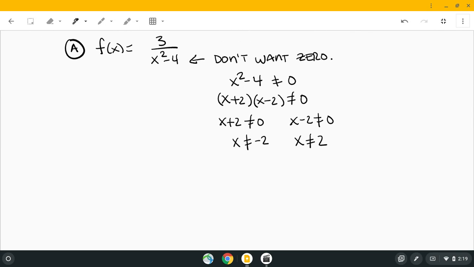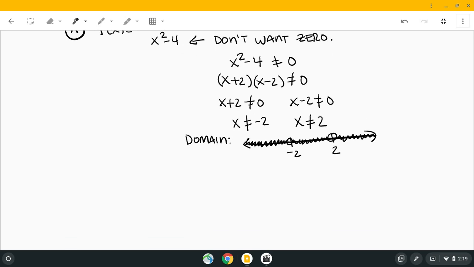Okay, so our domain is going to be all real numbers except for negative 2 and 2. Let me show you what that looks like on a number line. So here's negative 2 and 2. So we said the domain will be all real numbers except negative 2 and 2. So that's what it looks like visually.